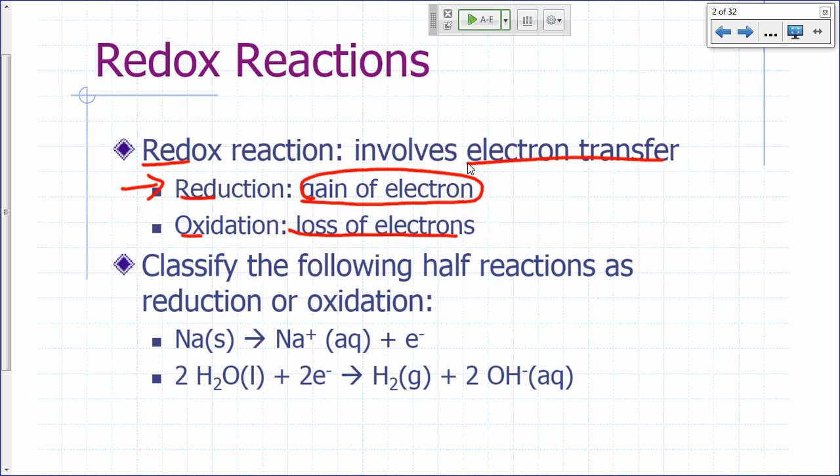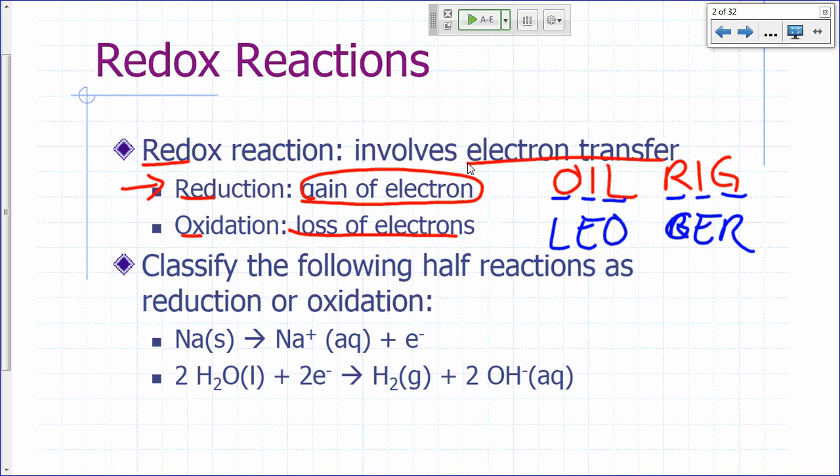A good way to remember this is a few mnemonic devices, memory aids that you can use for this. One most commonly used one is OIL RIG. That means oxidation is a loss of electrons, reduction is a gain of electrons. Or you can say oxidation involves loss, reduction involves gain. Or one of my favorites, I like this one better: LEO the lion says GER. Loss of electrons is oxidation, gain of electrons is reduction.